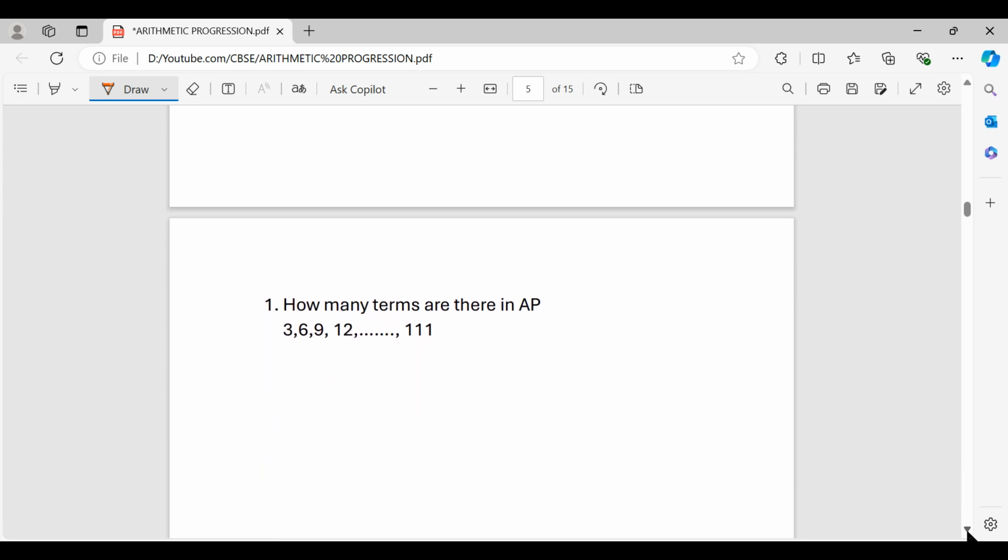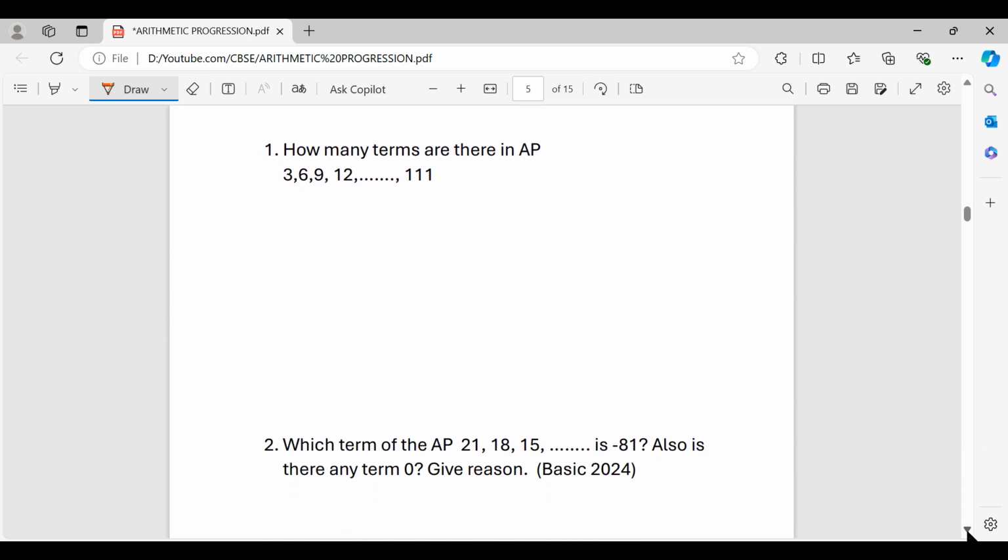Now let's go to the next question. What is this question? How many terms are there in the AP? You can see the first term is 3 and the last term is 111. It means if I have to find the number of terms in this AP, then I should know the position value of 111. Means 111 is at which place, right?